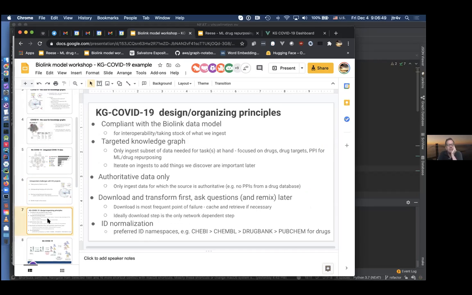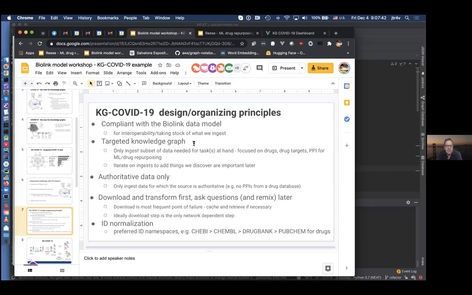So I'll talk for a minute about how we approached making the knowledge graph. As far as I know, Deepak will correct me, this was kind of the first knowledge graph where we baked in Biolink compliance from the beginning, as opposed to merging it into an existing knowledge graph project, which is certainly something you can do, and we've done it a few times now. This was meant to be a targeted knowledge graph. Our original use case, like I said, was drug repurposing, and so we tended to concentrate on drugs and drug databases, and obviously drug targets and PPIs and things that might be useful for drug repurposing.